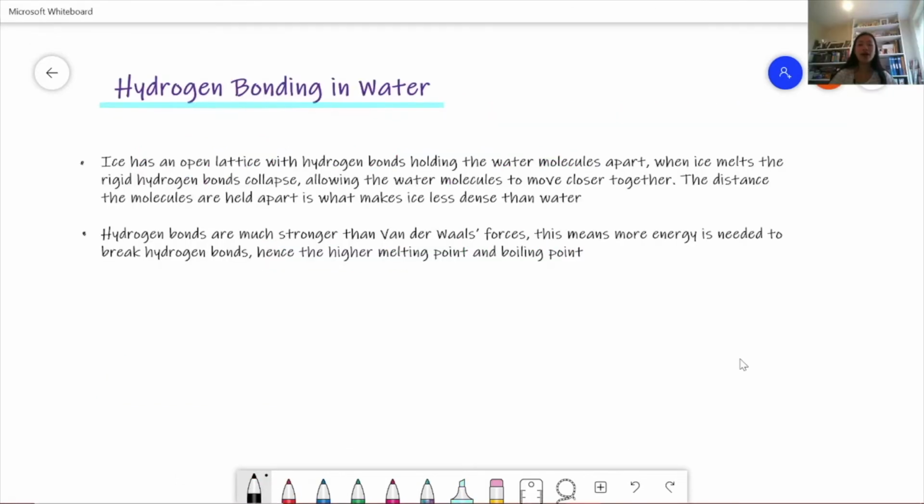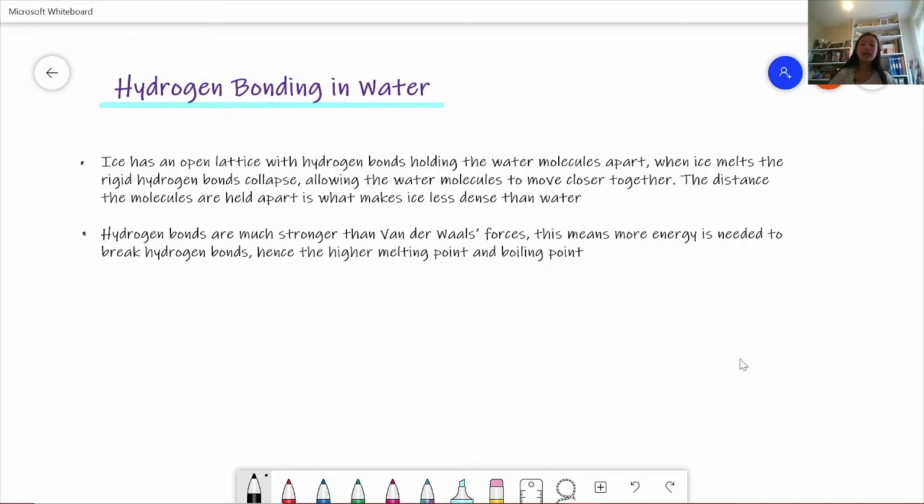Now we're going to talk about hydrogen bonding in water in more depth. There are two features of water that are caused by hydrogen bonding: the first is that ice is less dense than water, and the second is that water has a relatively high melting and boiling point. Firstly, ice is an open lattice with hydrogen bonds which hold the water molecules apart, and so when it melts, the rigid hydrogen bonds collapse, and this allows the water molecules to move closer together.